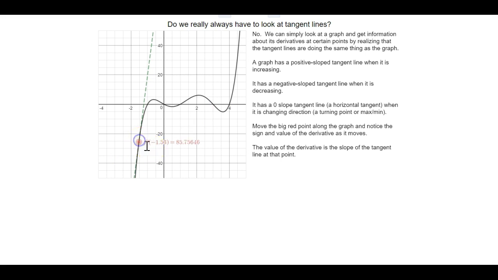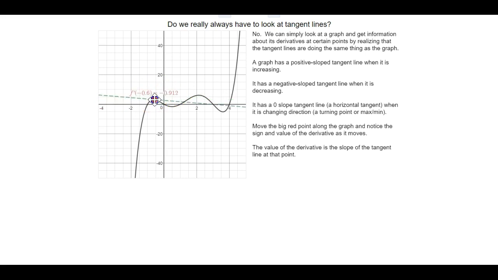So my tangent line obviously has a positive slope. My derivative is going to be positive. As I move the point of tangency, the slope is decreasing. The derivative is decreasing. As I reach a turning point, notice what's happening. My tangent line has a horizontal slope. It has a slope of 0 because it's horizontal, and my derivative is 0.